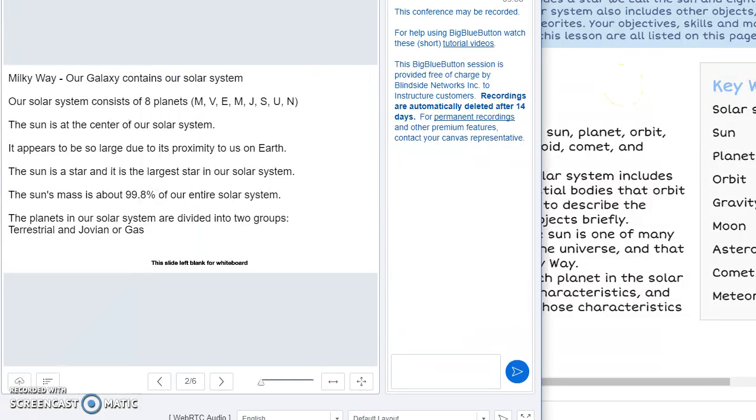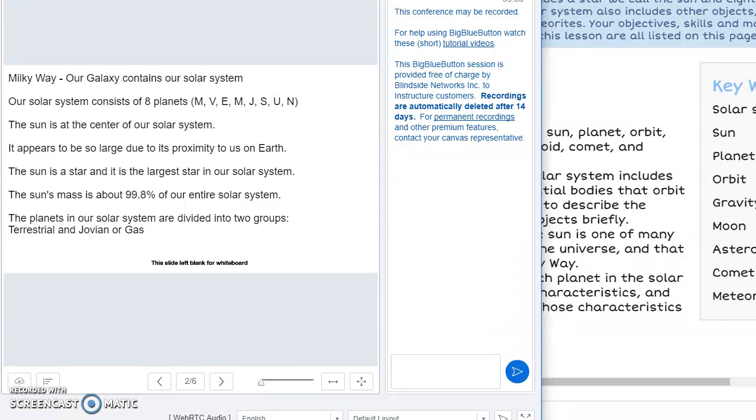All right, so let's flip over to the notes that I have here for you in terms of the Milky Way. So the Milky Way is our galaxy. It contains our solar system, and we've already talked about our solar system. Our solar system consists of 8 planets, and be sure that you know those in order from the sun, working your way out. So it should be Sun, Mercury, Venus, Earth, Mars, Jupiter, Saturn, Uranus, Neptune, and then of course Pluto, which is considered our dwarf planet.